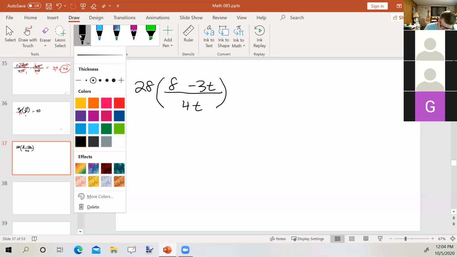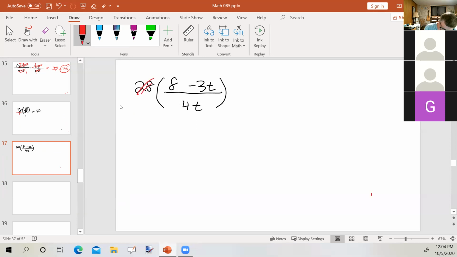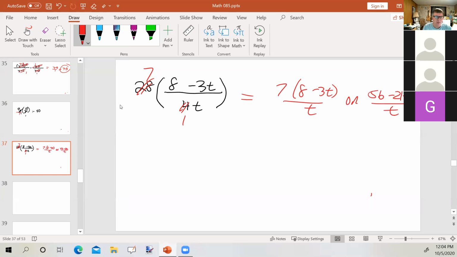So here, the 28 and the 4 reduce to 7 over 1. So I've got 7 times 8 minus 3t over t, or 56 minus 21t all over t. But I can't reduce the t on top and the t on the bottom because the t on the top is not a factor of the entire thing. The 7 is, this whole thing, 8 minus 3t, is a factor, but the individual parts, the 8 or the minus 3 or the t, they aren't factors of the entire thing.